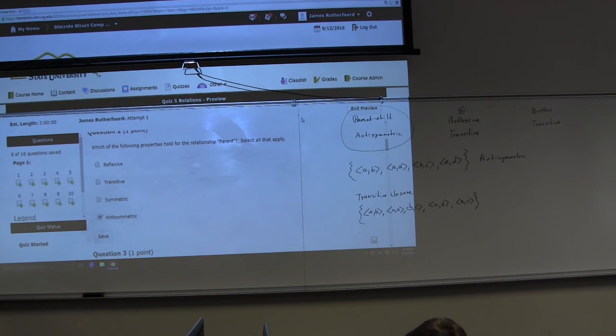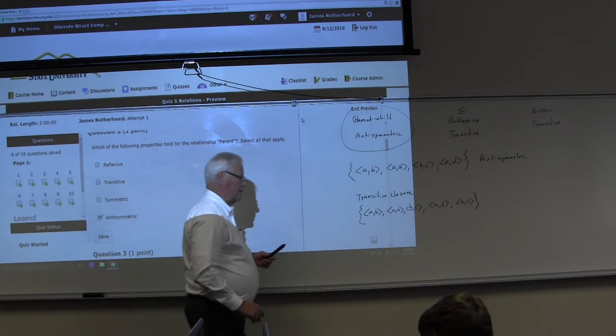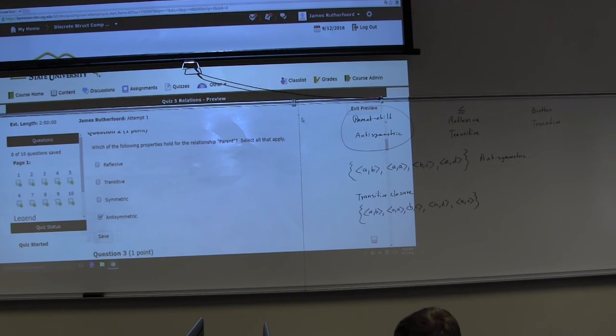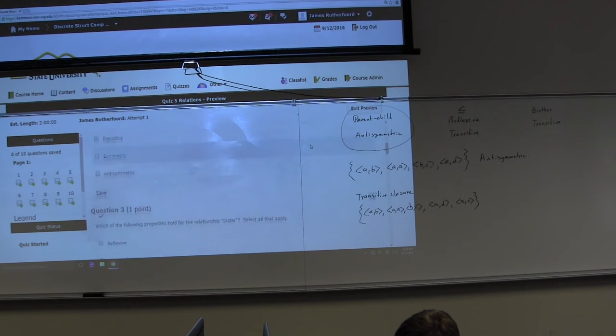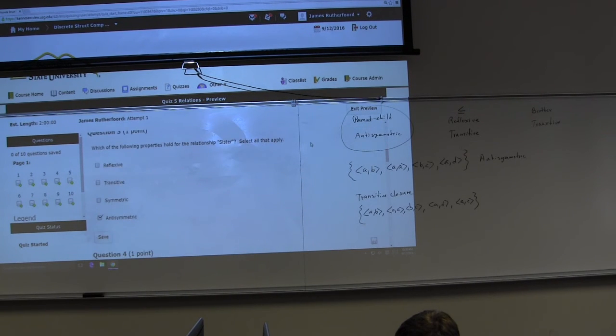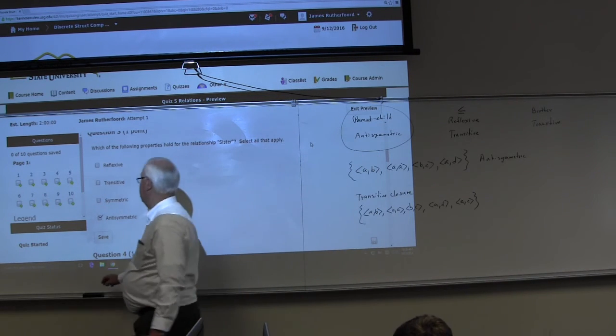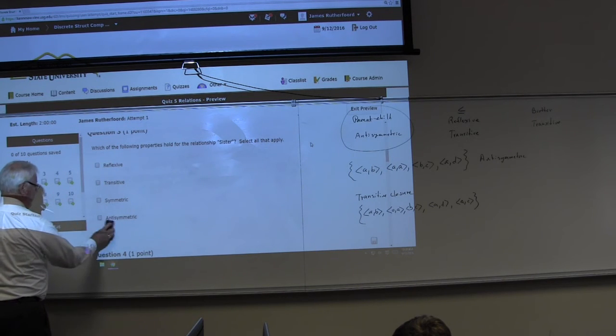And if you are a parent of a child and that child has a child, you're not the parent of that child, you're the grandparent. So anti-symmetric is the answer for that. By the way, notice this is one of those quizzes where you check all that apply. There's not one right answer.